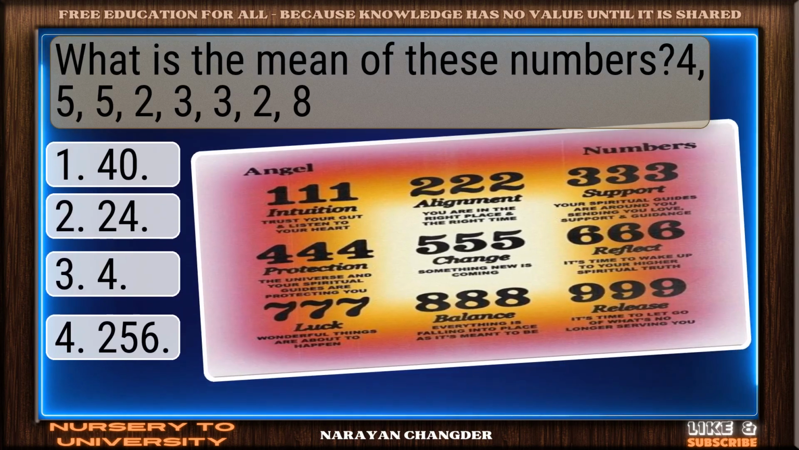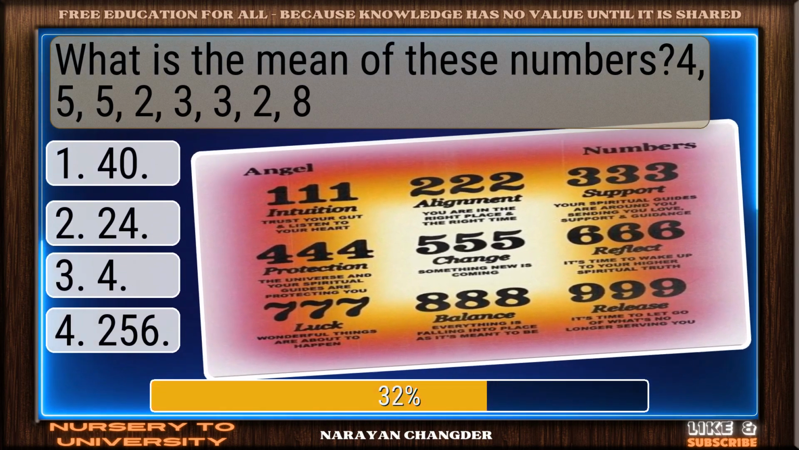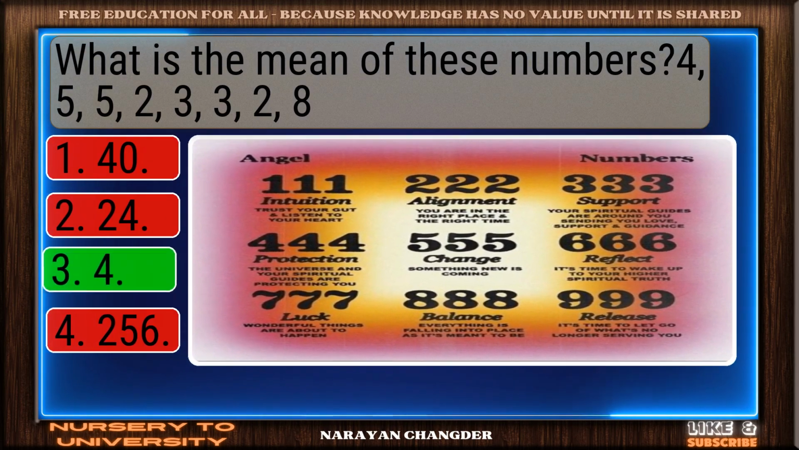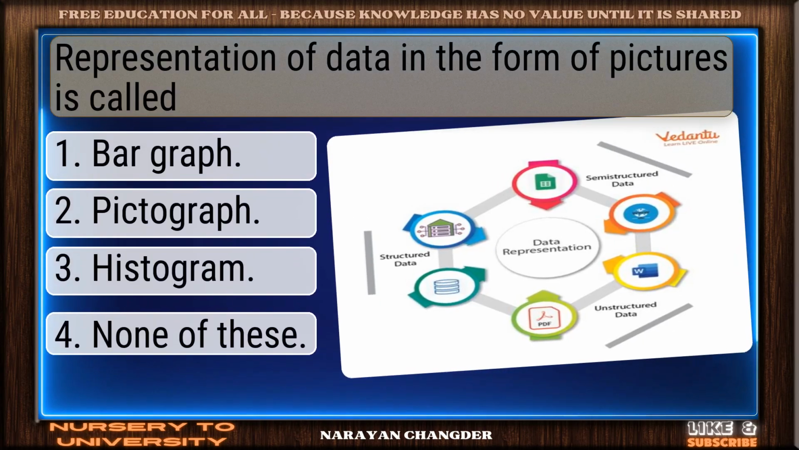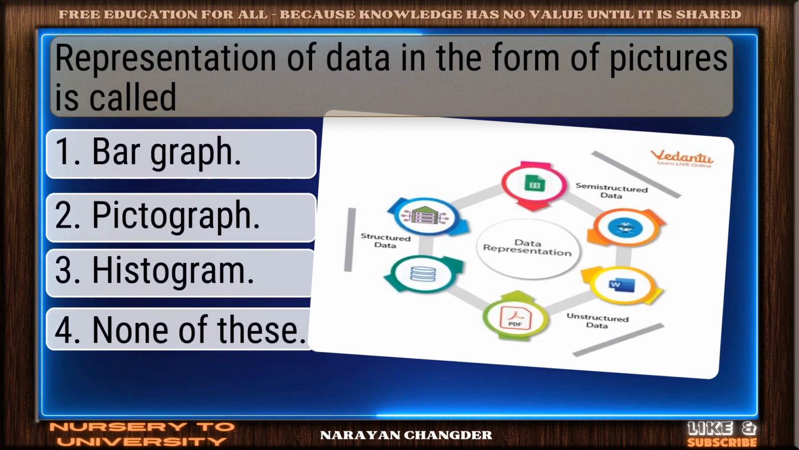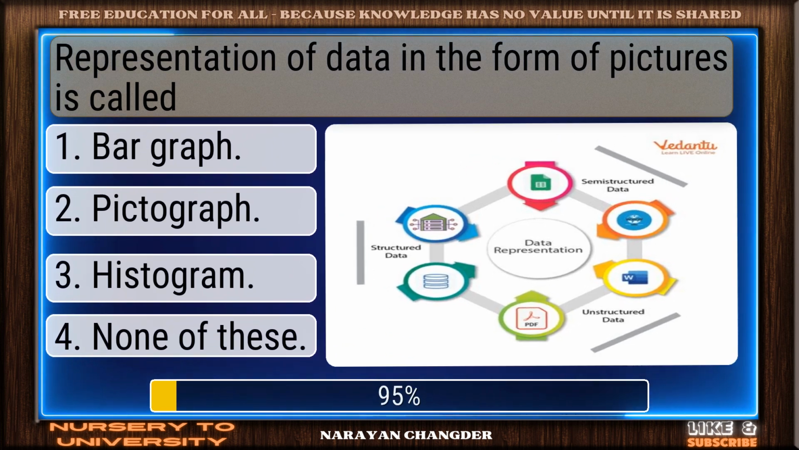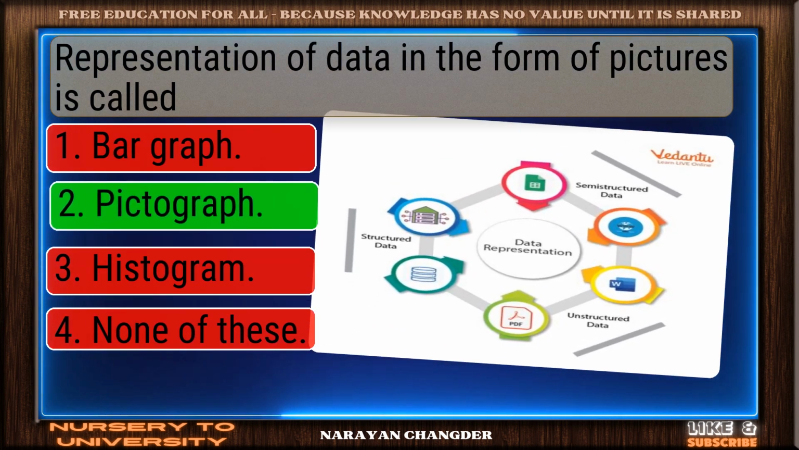Question number 134. What is the mean of these numbers? 4, 5, 5, 2, 3, 2, 8. Nice work. You chose 4 and it is correct. Question number 135. Representation of data in the form of pictures is called. Correct. Pictograph is the right answer.